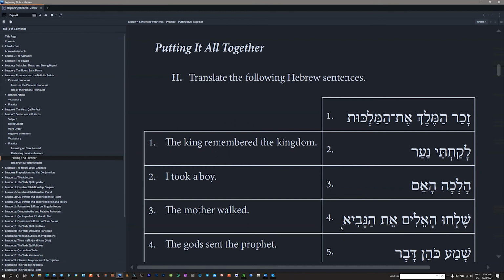Where does the direct object go in an English sentence? Usually it's right after the main verb. So we're going to take the prophet, our direct object, and we're going to put it right after our verb, took. And so we get sent. I think I did that earlier with lakach, okay?